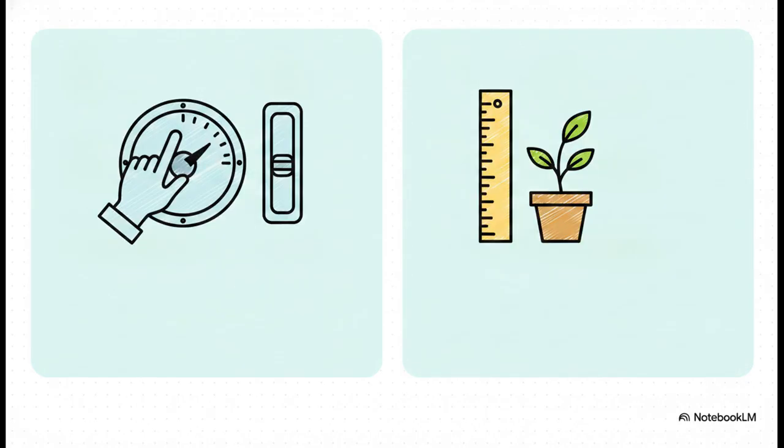Finally, kids constantly confuse their variables. It just happens. When they do, give them this super simple, surefire trick to remember. The independent variable is what you change on purpose.